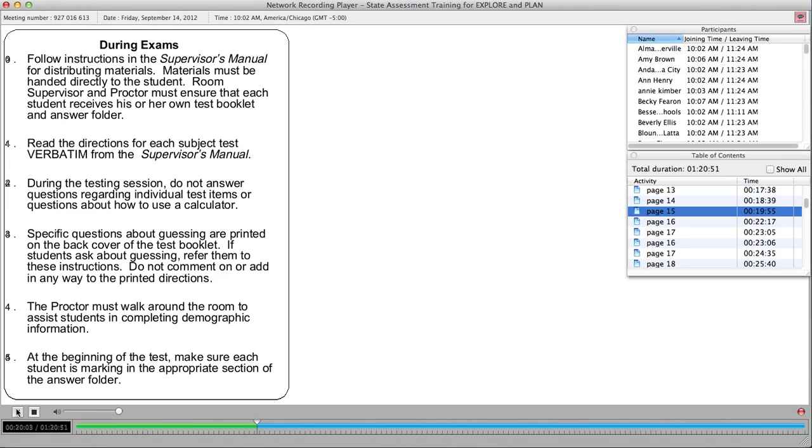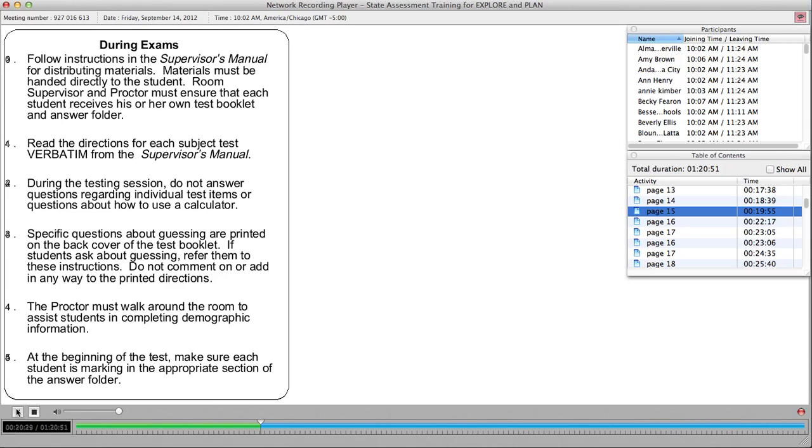Materials must be handed directly to the student. The room supervisor and proctor must ensure that each student receives his or her own test booklet and answer folder, because remember, you've already placed labels onto the answer folders, or the students have completed their demographic information, or you have completed the demographic information for those students who did not have pre-ID labels.